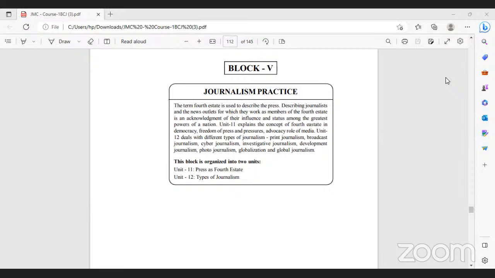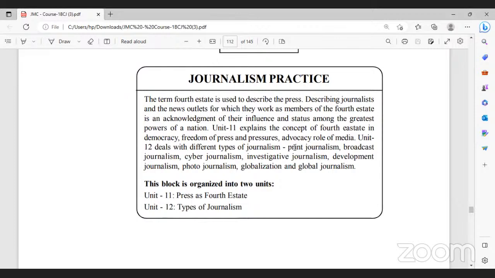In this block, we will try to understand what exactly we mean by the term fourth estate, and also describe the journalists and the news outlets who work as part of the fourth estate or the media organization. Basically, there are two units. Unit 1 explains the concept of fourth estate, more specifically democracy, freedom of press and pressures, and the advocacy role of media. Then unit 2 deals with the types of journalism. What are the different types of journalism?